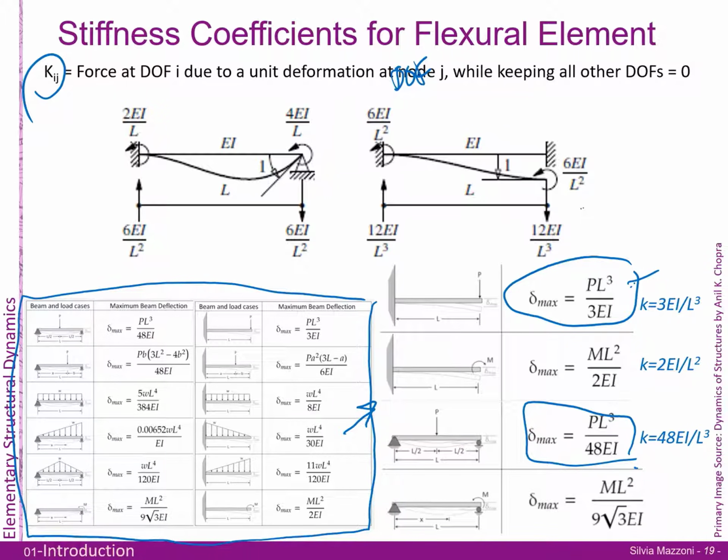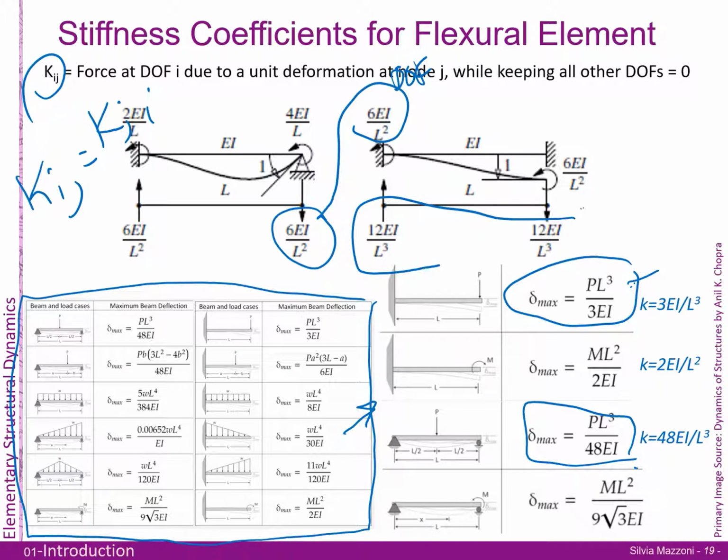At some point you start getting familiar because they're not that different, because K sub ij is equal to K sub ji. The stiffness matrix is symmetric. So look at this. We got 6EI over L squared and 6EI over L squared. Those are the ones that you really need to learn. Because this is symmetric, these two values are the same. And same with this 6EI over L squared.